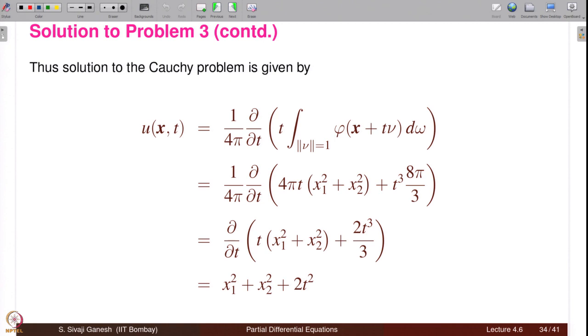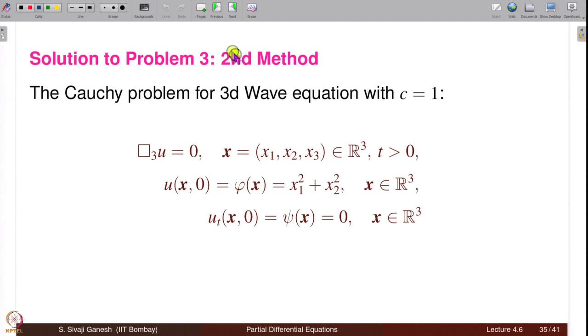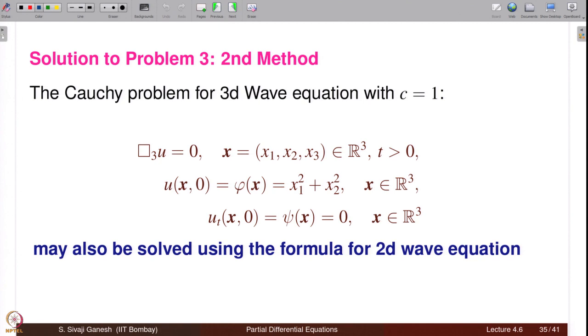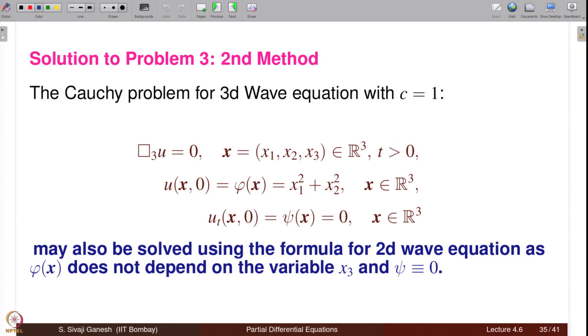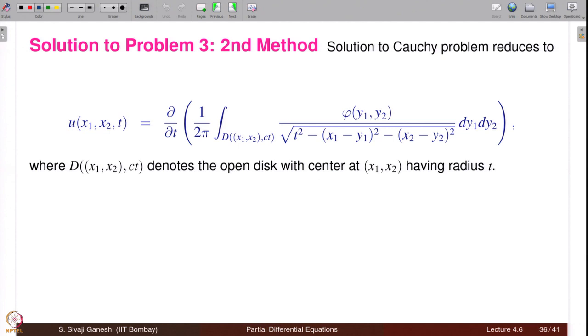And now, we are going to discuss a second method which I have outlined at the beginning. On realizing that the phi does not depend on the x3 variable, we think that a solution to this can be obtained using the expression for 2D wave equation solutions. Of course, psi does not depend on x3 because it is 0. So, this is the formula u of x1, x2, t. Later on we are going to write it as u of x1, x2, x3, t. Solution does not depend on x3.